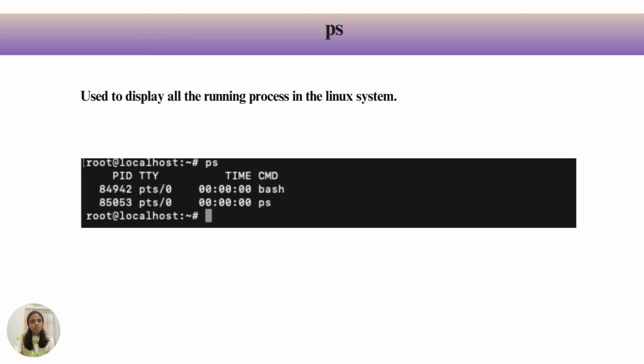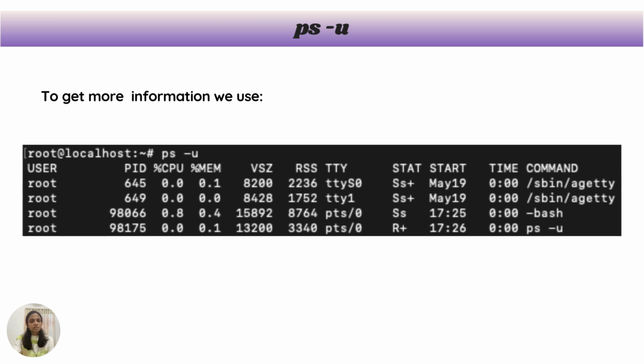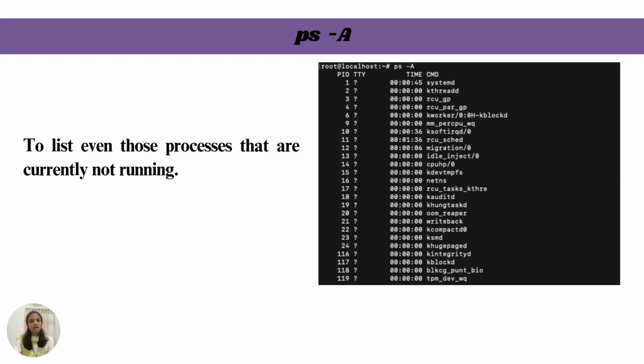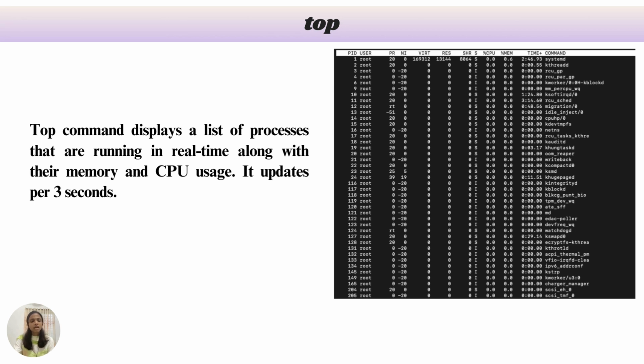Now we have the ps command. ps is short for process status. It is used to display all the running processes in the system, including the process ID, terminal type, total time the process has been running, and the command name that launched the process. And we have ps u to get more information about the processes. It includes the percentage of computing power the process is taking, the amount of memory the process is taking, and the state of the process. We have ps a to list even those processes that are not currently running but exist in the system.